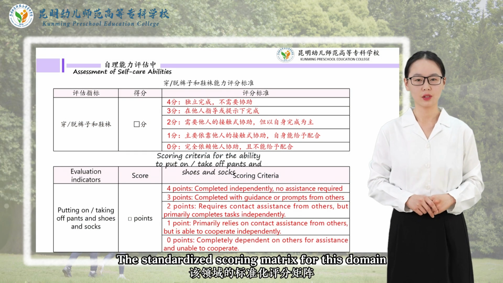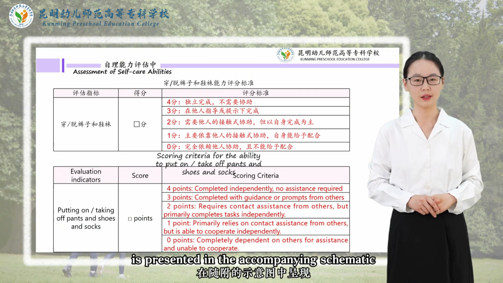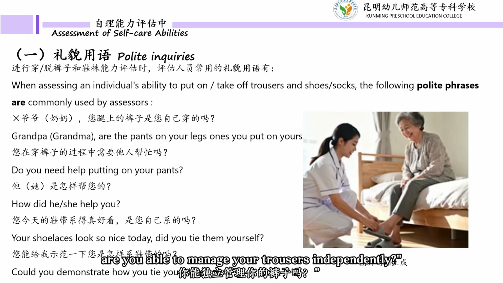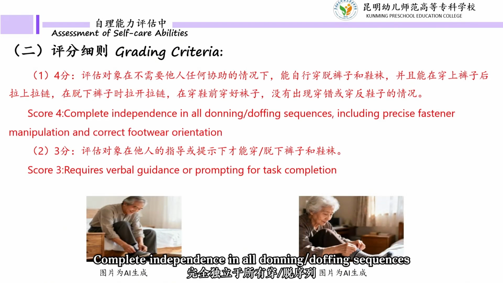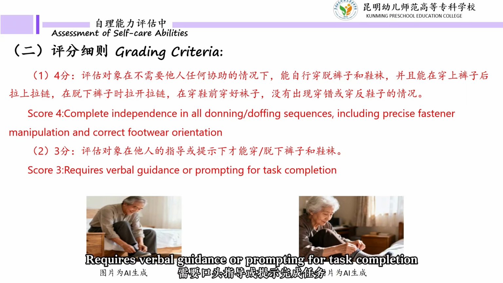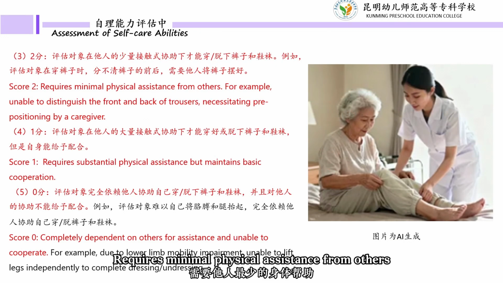The standardized scoring matrix for this domain is presented in the accompanying schematic. Standardized assessment inquiries include: grandfather or grandmother, are you able to manage your trousers independently? Grading criteria: score 4. Complete independence in all donning or doffing sequences, including precise fastener manipulation and correct footwear orientation. Score 3 requires verbal guidance or prompting for task completion. Score 2 requires minimal physical assistance from others.